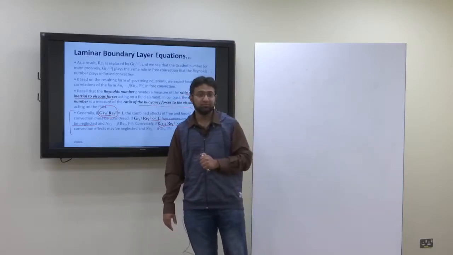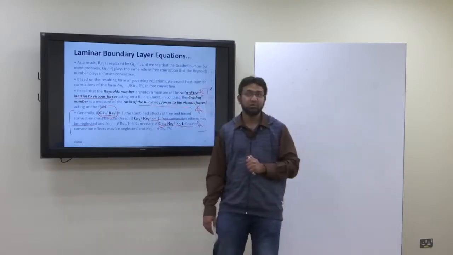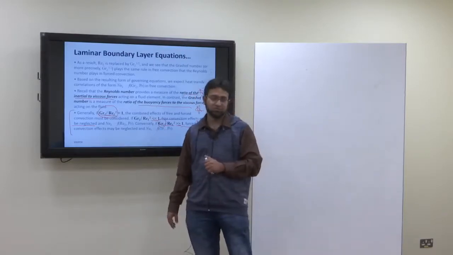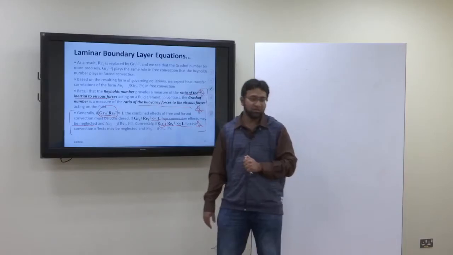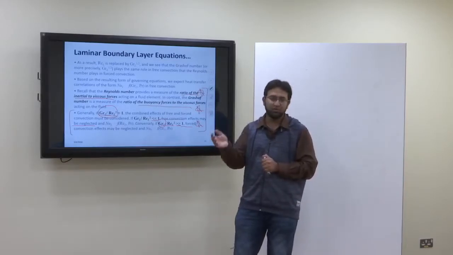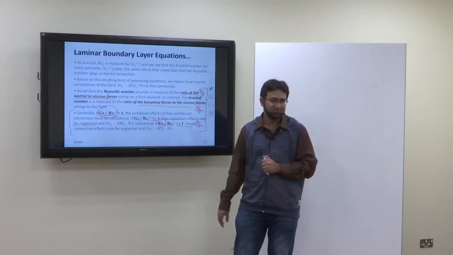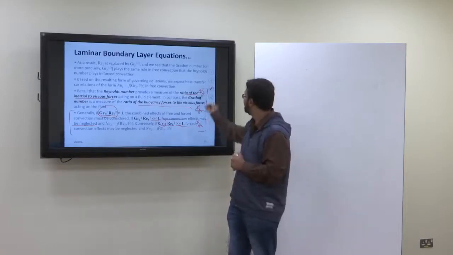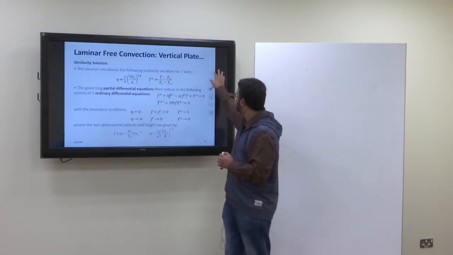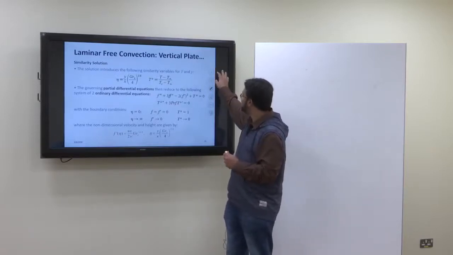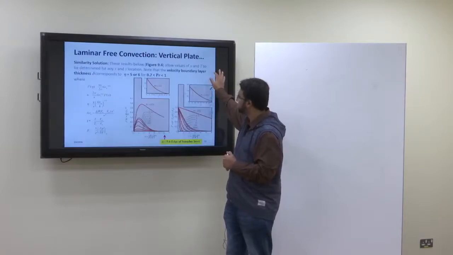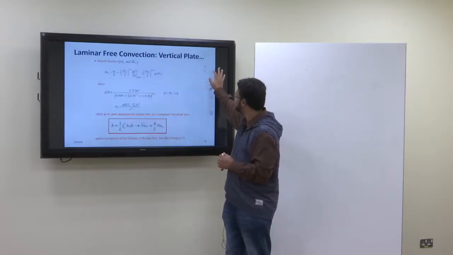Way less than 1, forced convection. Much greater than 1, free convection. Approximately equal to 1, combination of forced and free convection. Okay. This is basically the non-dimensional or similarity analysis. We are not going to focus on that.